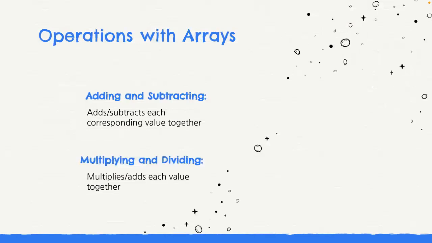So there are more operations with arrays. So I just showed you that, or you just found out that adding and subtracting them will add the components together. Multiplying and dividing by scalars will do the same thing. So if you multiply an array by 2, all the corresponding values will be multiplied by 2. Or if you divide by 2, same thing.